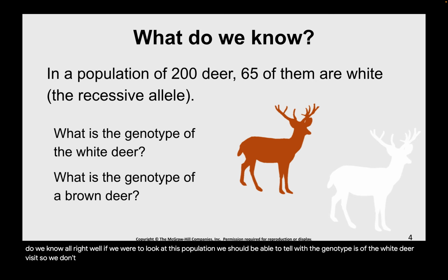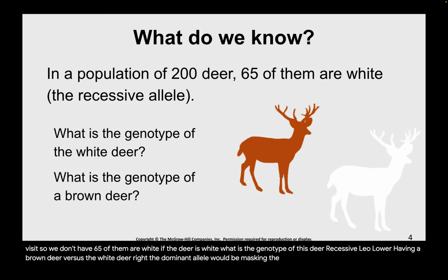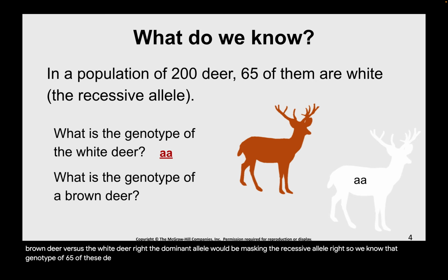So we know that 65 of them are white. If the deer is white, right, what is the genotype of this deer? Right, it has the recessive allele. They both have to be lowercase, right? Because if there's any instance of having a brown deer versus the white deer, right, the dominant allele would be masking the recessive allele, right? So we know the genotype of 65 of these deer, right? It has to be little a, or homozygous recessive, right? So we know this.